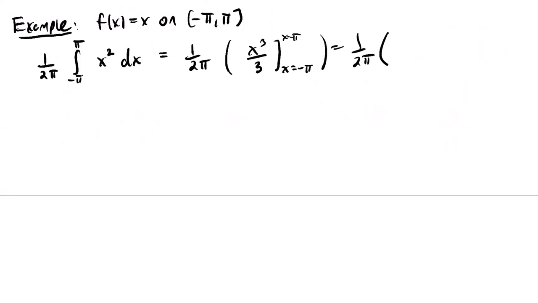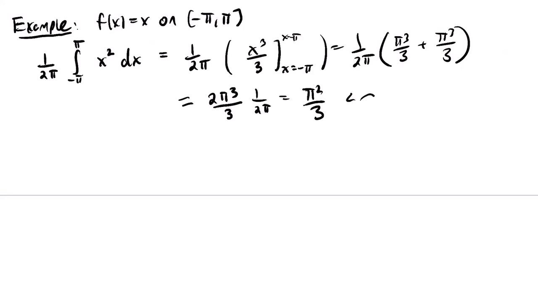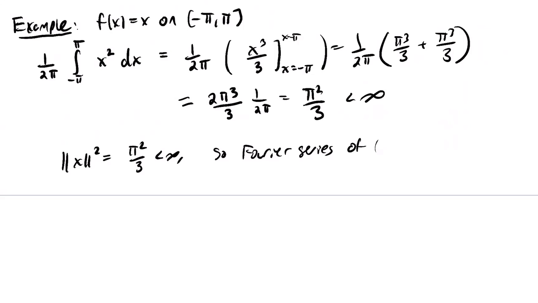So this is 1 over 2 pi times pi cubed over 3 minus negative pi cubed over 3, which is plus pi cubed over 3. So I have 2 pi cubed over 3 times 1 over 2 pi. The 2 pi will cancel with the 2 pi on the bottom, so I end up with pi squared over 3. In particular, pi squared over 3 is finite. So the L2 norm of x squared is equal to pi squared over 3, which is of course finite, and so the Fourier series of f of x equals x converges in the L2 sense.